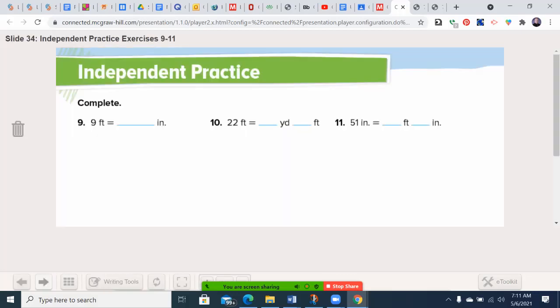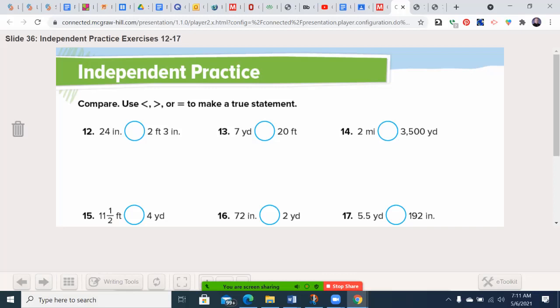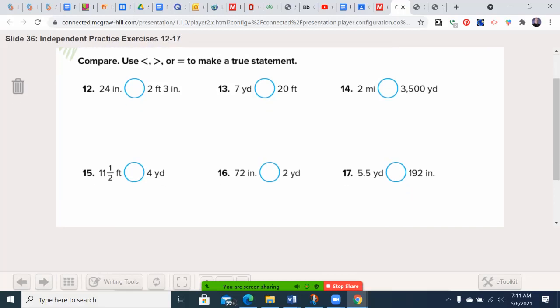Let's drop down here just a bit to number 12. I want you to use less than, greater than, or equal to make a true statement. Go ahead and do number 16 as well. So 12, 13, 14, and 16. You can pause the video. I'll see you on the other side.